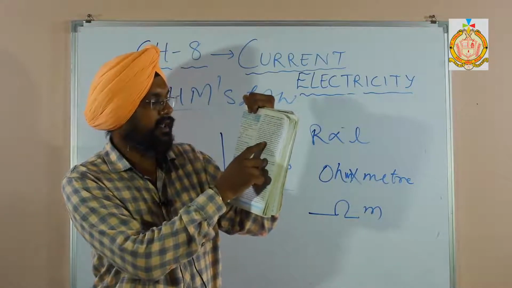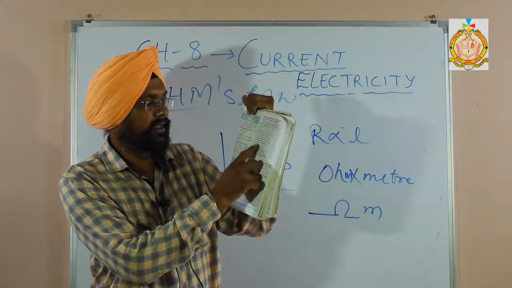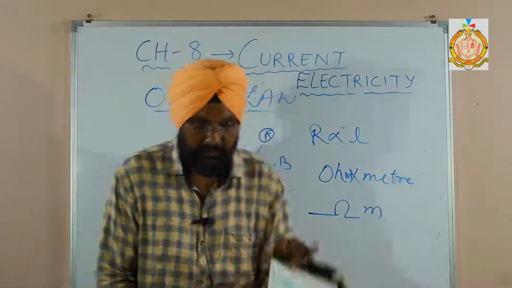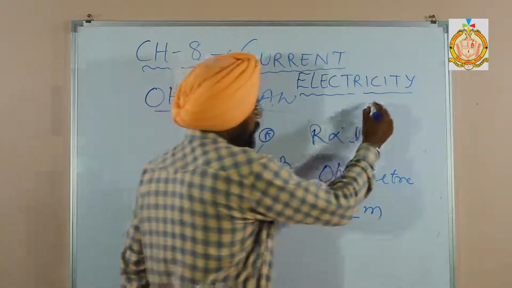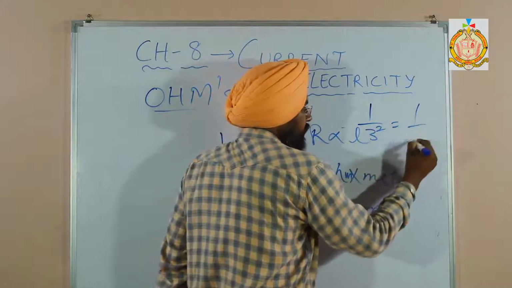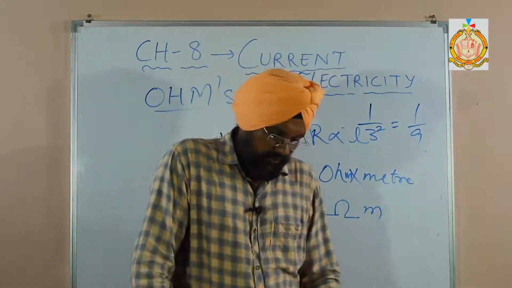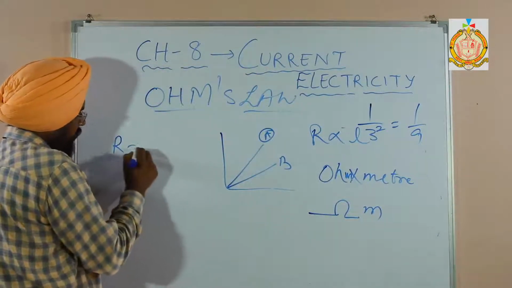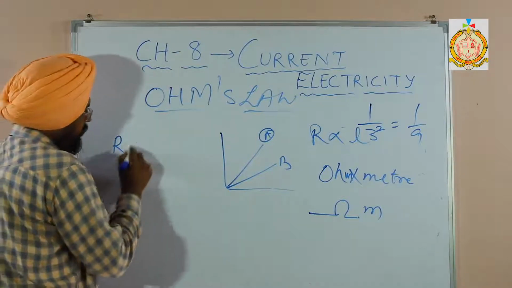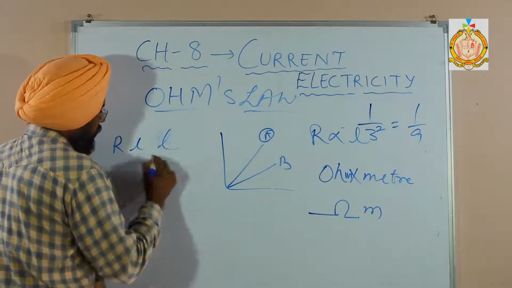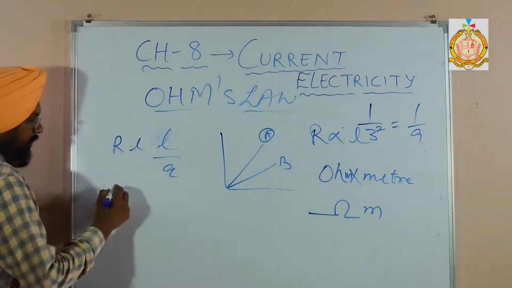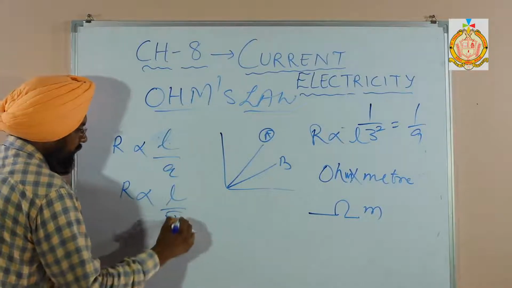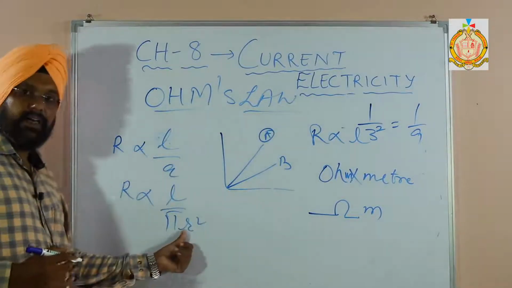If the radius is 3 times, what is the resistance? The resistance becomes 1 upon 3 squared, that is 1 upon 9 times. Why is it 9 times? Because we know that R is directly proportional to length upon area. So what is the formula for the area? Resistance equals specific resistance times L upon pi r squared.